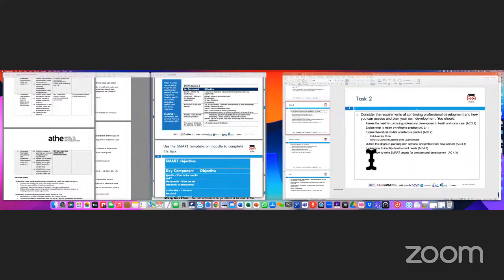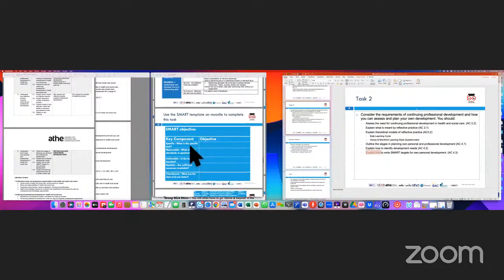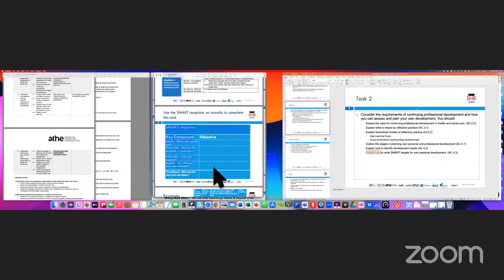Because the task says explain, you're theoretically covering it in about 75 to 100 words. You can use this template to give an example. For example, I'm looking at developing the skill of academic writing, how to write assignments. The SMART target template could be used to fill this up, and that would allow you to achieve task 4.3. So, any questions on this so far?